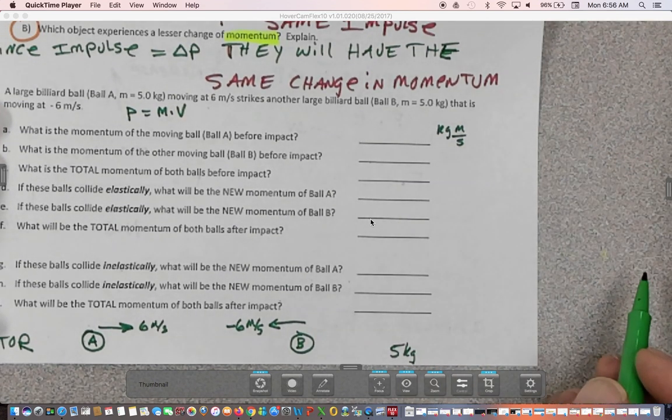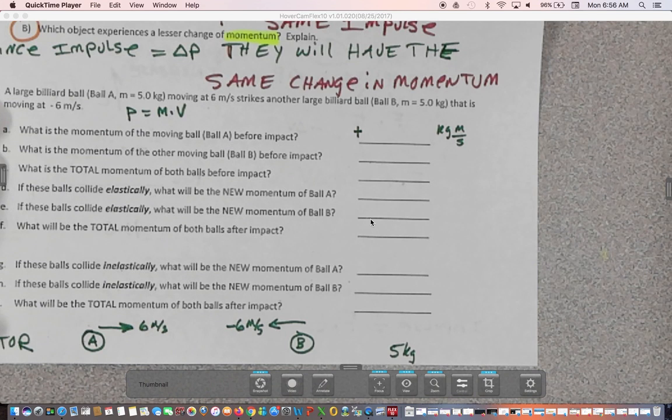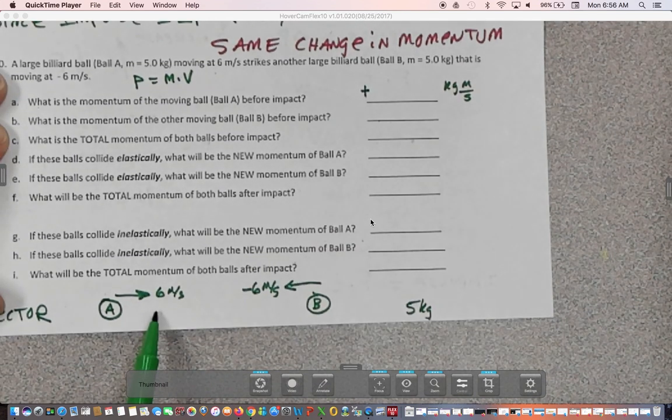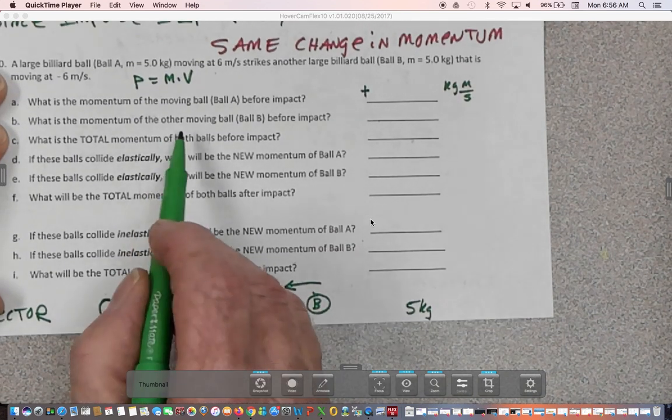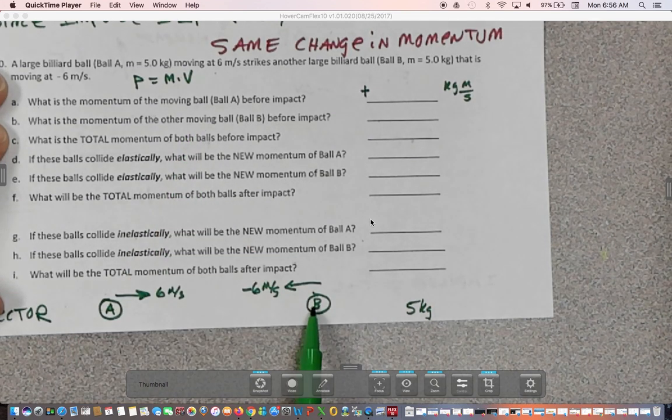And you're going to want to put a plus here, because A is moving to the right. Ball B is moving to the left, so you're going to want to have a negative here.